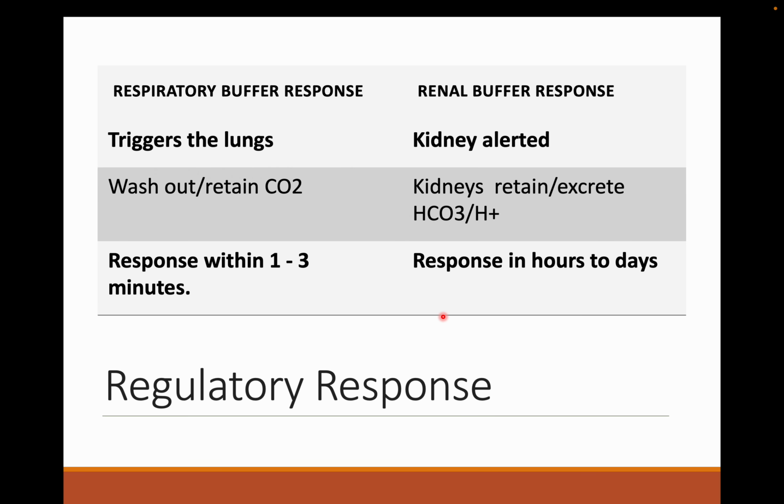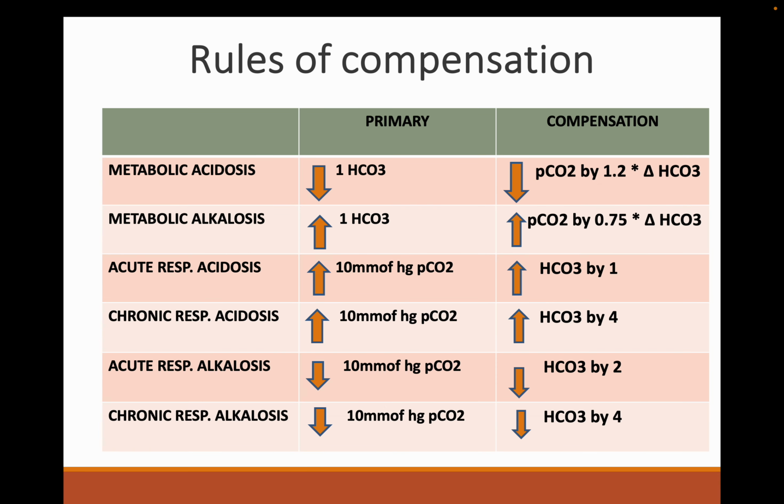So generally compensation occurs in two ways: a respiratory buffer response by eliminating the CO2, or a renal buffer response by changing the excretion or retaining the bicarb or PCO2. So that is how it happens. Generally the respiratory response occurs in minutes, 1 to 3 minutes, whereas the renal adaptive response will take hours to days. So this is how you look at how compensation occurs.